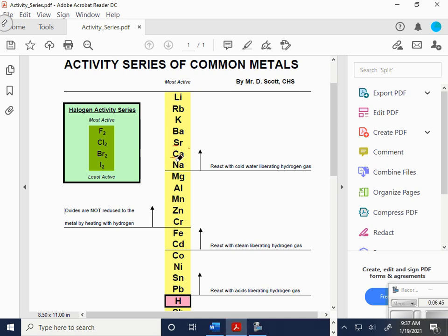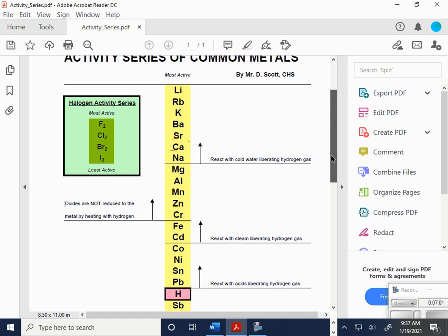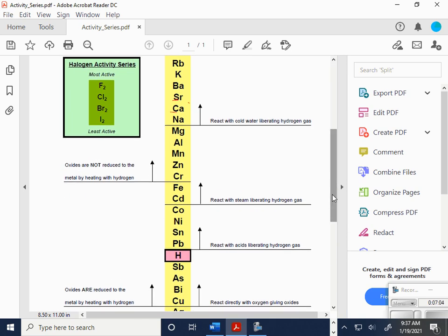And is iron higher than copper? Well, I'm looking at it right now. I see iron, and copper's all the way down here at the bottom. So is iron higher than copper? Yeah, it is. Iron's higher than copper. So does iron have the activity, the strength to replace copper? It does. So this reaction will occur.